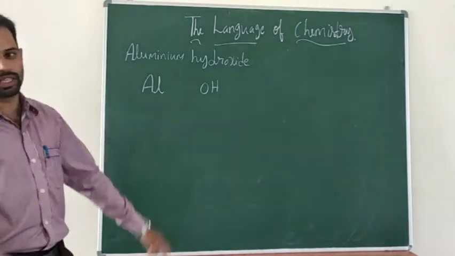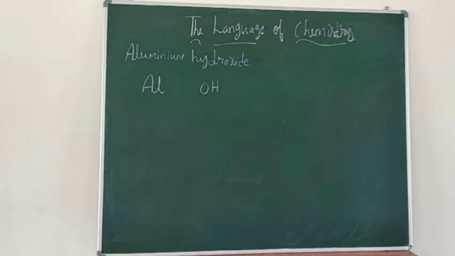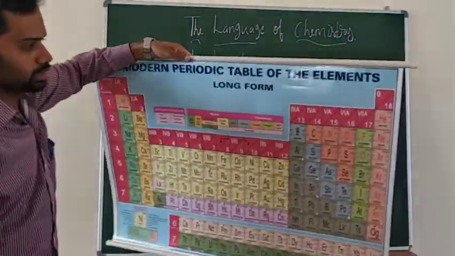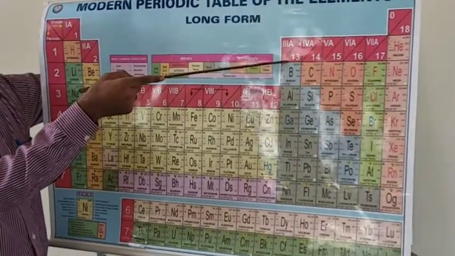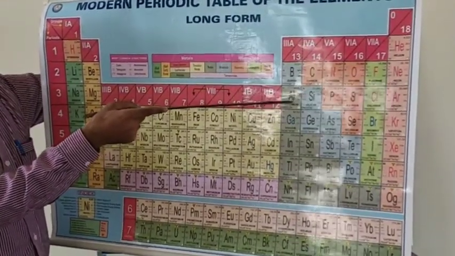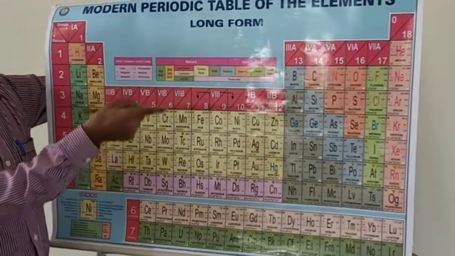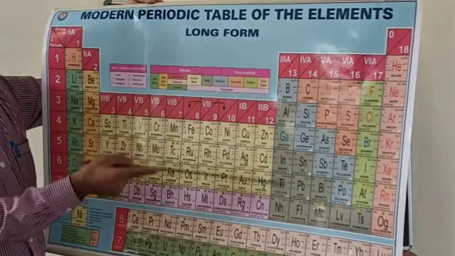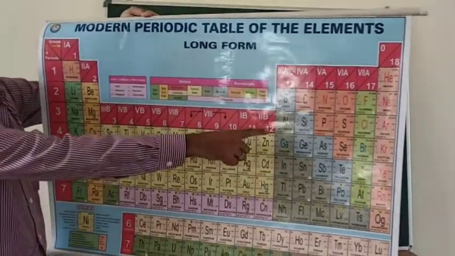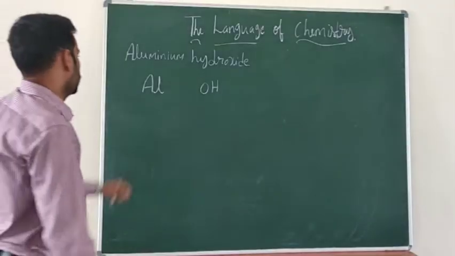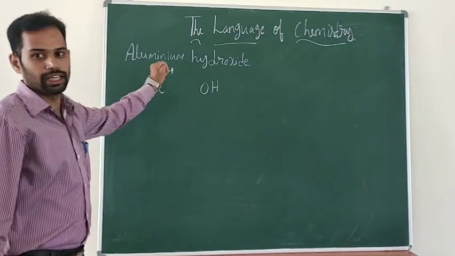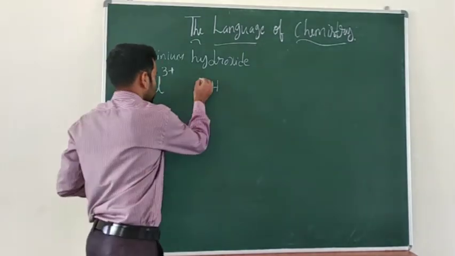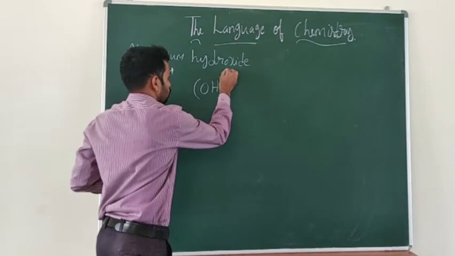So what is the valence of the aluminum? Look at the periodic table here, group 13. So group 13, aluminum comes there. In the last class I told that these group elements have the valency 3. So that's why aluminum is valency 3 plus. You should write the valency on the top of the element. And hydroxide valency, you should write in the bracket, 1 minus.